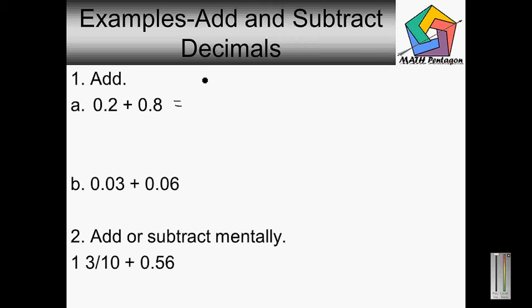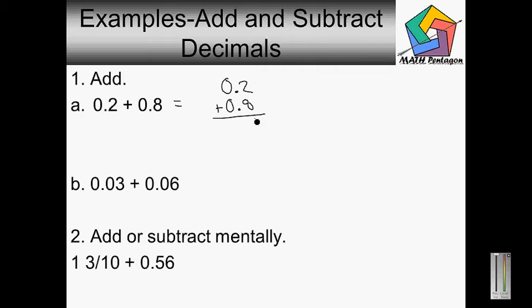Okay, let's do a few examples on adding and subtracting decimals. The directions are telling us to add. So we have 0.2 plus 0.8. Make sure you line up the decimal points when you're adding.